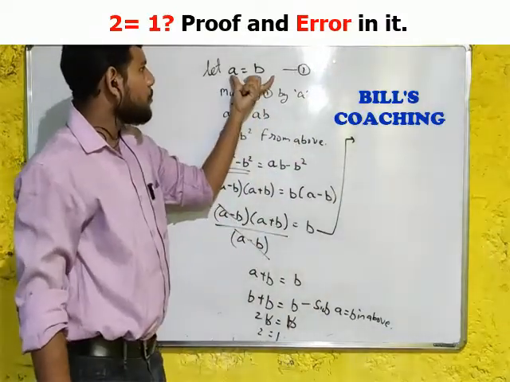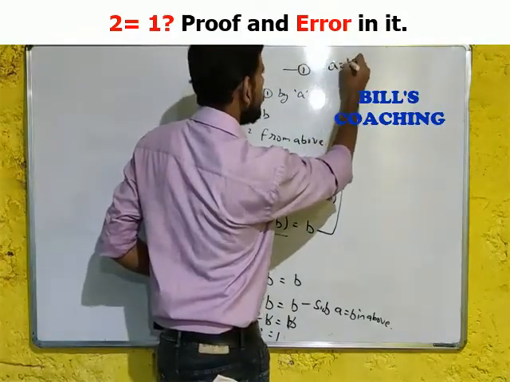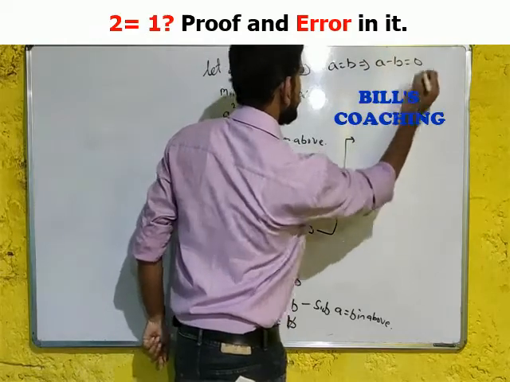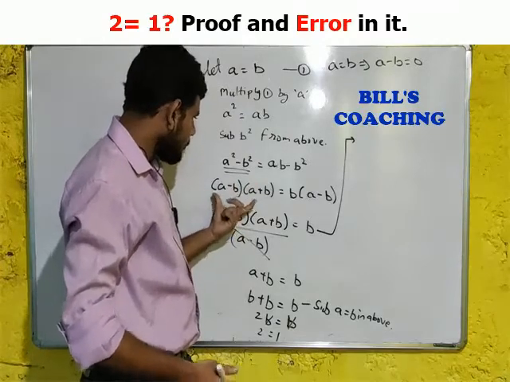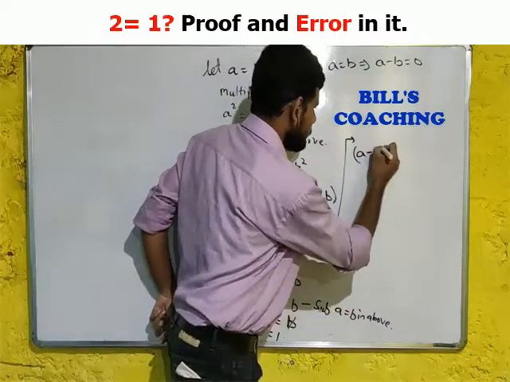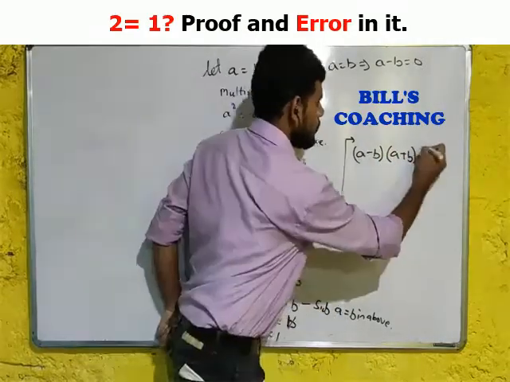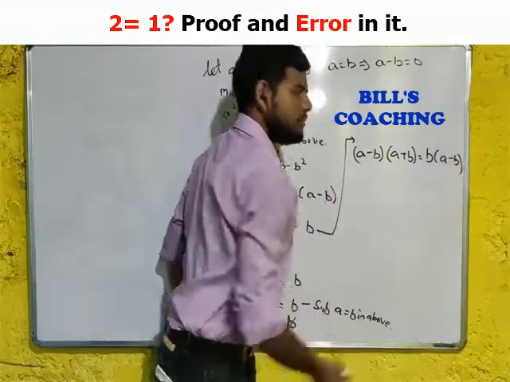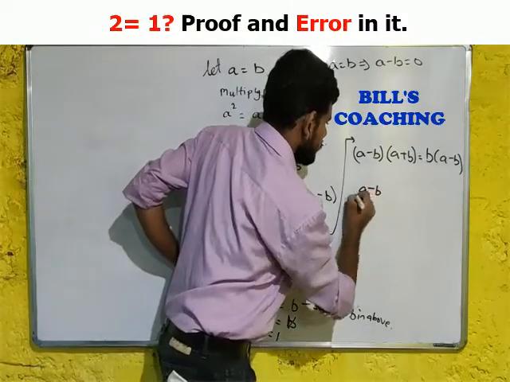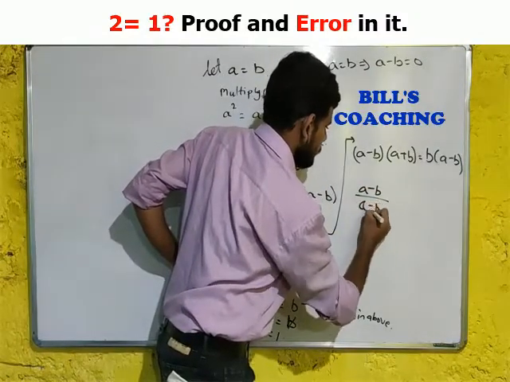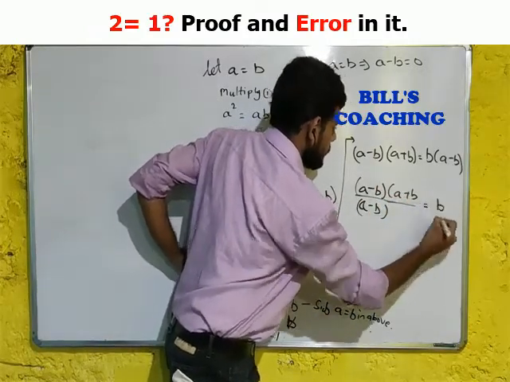Before cancelling out, what we have written in the first equation, A is equal to B, right? So if A is equal to B, we can say that A minus B is equal to 0, right? Here, what we got? I'll write from here, okay? This is (A minus B)(A plus B) is equal to B(A minus B), right? I brought this over here, like this step. A plus B will be equal to B.